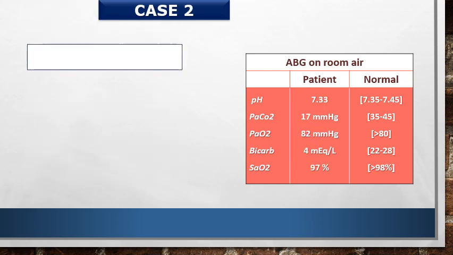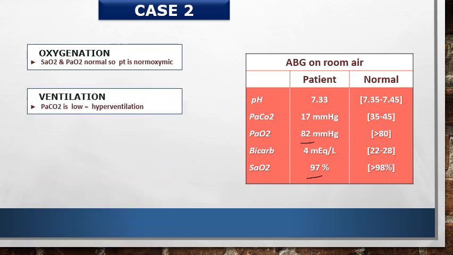The next case, we'll comment firstly on the oxygenation. We have oxygen tension 82 and the saturation 97. So we are dealing with a normal situation. The patient is normoxemic, with no abnormalities in the oxygenation. We'll go next to the CO2 level. The CO2 level is much lower than normal, 17. So the patient is hyperventilated.